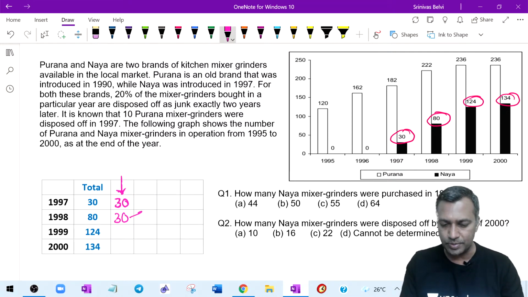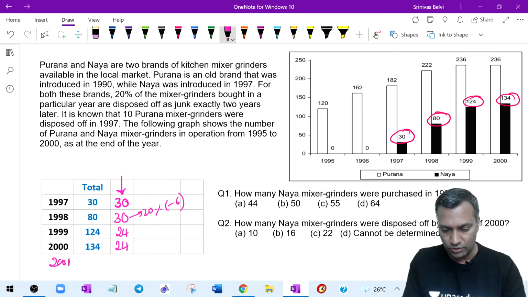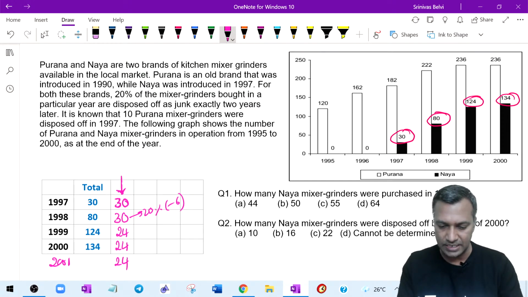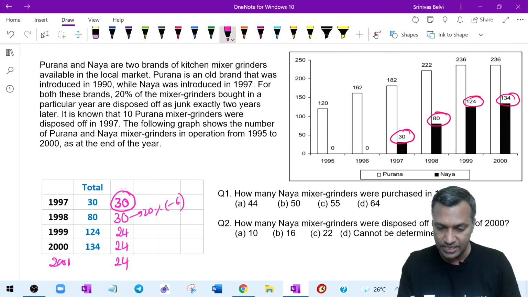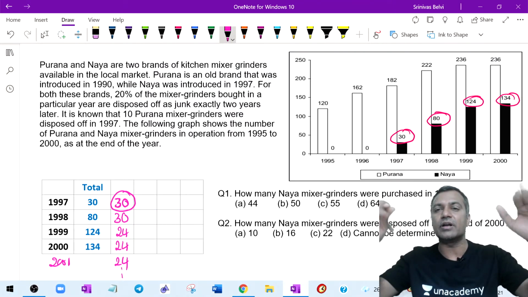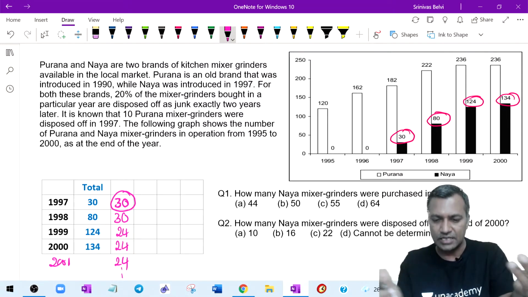In 1999, 20% of this would be discarded, which means 6 pieces would be discarded and 24 would be functional. In 2000 also, 24 would be functional. Just in case there was a year 2001, 24 would be functional. In this batch of 30 mixers and grinders, 24 will remain forever and ever. From our purpose, that was the understanding.